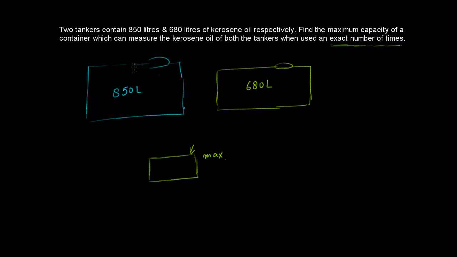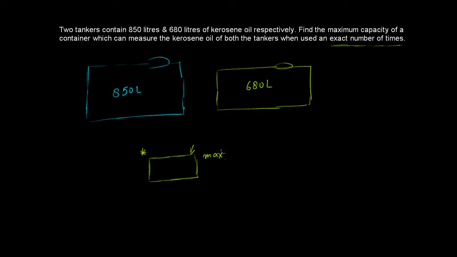So in this case, this is 850 liter, this is 680 liter. Now it's asking for a maximum capacity. What will be the maximum capacity of this tanker, so that you can fill them in an exact number of times? That means the count will be a whole number, a natural number. Either it can be filled in 1 turn or 2 turns or 3 turns, not in 3.5 turns, not in 3.7 turns. This will be filled using this one an exact number of times, like either 1 time or 2 times or 3 times.